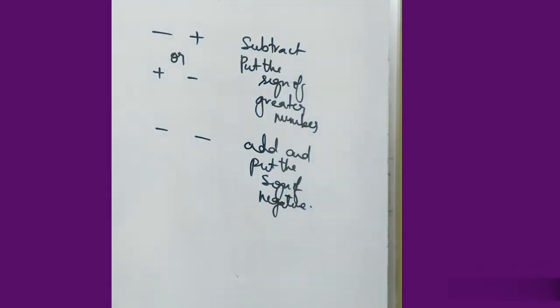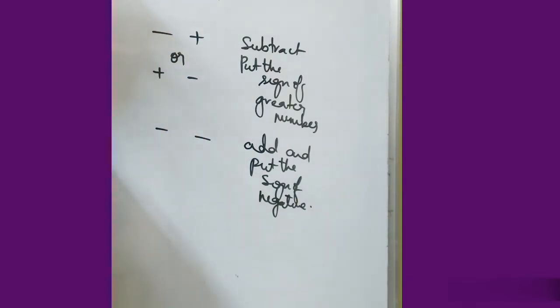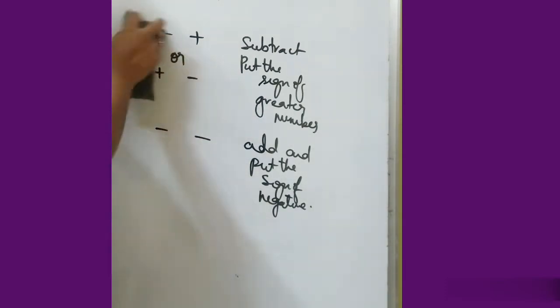Now we are going to see with examples. I'll also tell you how to do it with number lines. We'll do one by one. So this is the rule. Please note it down, student. Without this, integers are impossible. You have to remember it.